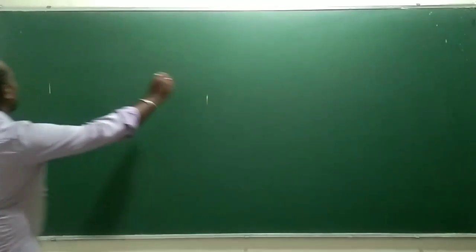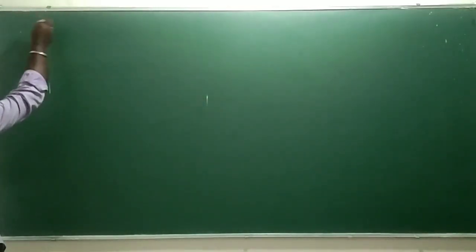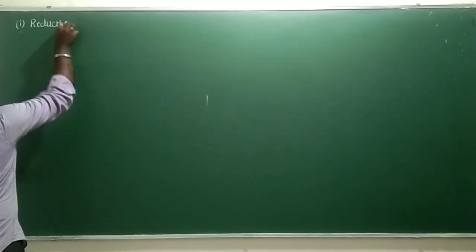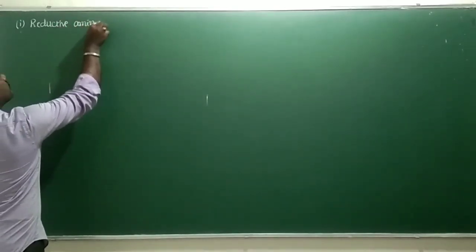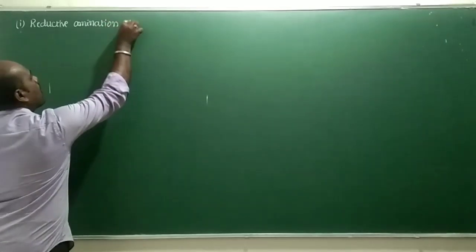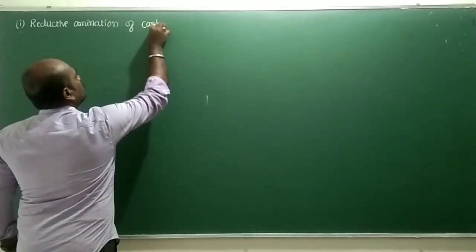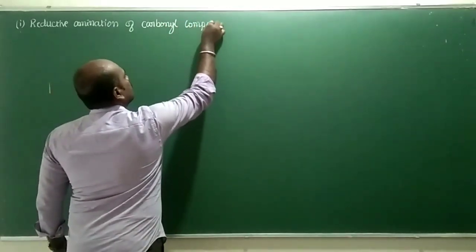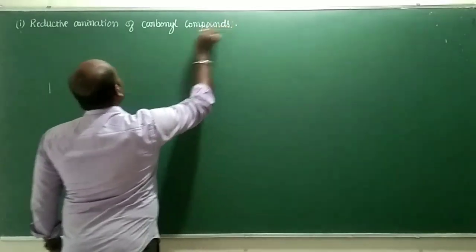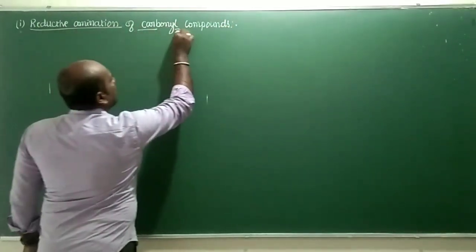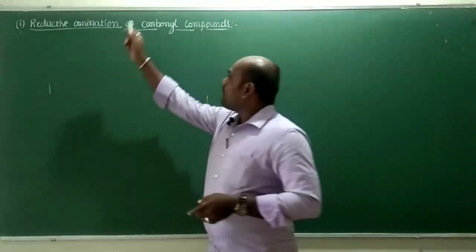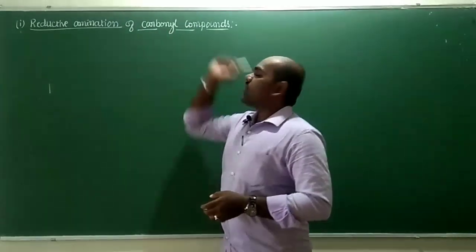So first we shall go with the synthetic methods. First one is the reductive amination of carbonyl compounds. So this is the first method of preparation of amines. Here we have said reductive amination of carbonyl compounds.